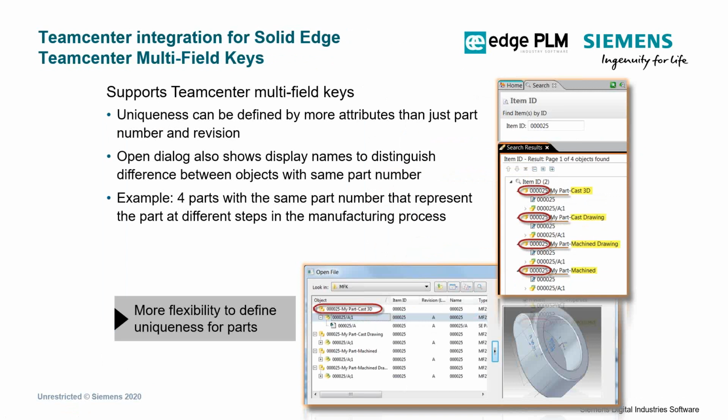And here's an example of 4 parts of the same part number, but the example part at different steps in the manufacturing process. And we use multi-field keys to actually identify those different stages, like the casting, the drawing, the machine drawing, and the final machine part, which is typically what you would model as an example. And we can track all 4 of those, and we use the multi-field keys to do that. So we don't have to introduce 4 different part numbers, because all these 4 parts are actually part 25. But multi-field keys allows me to differentiate between those different stages very easily, as an example.